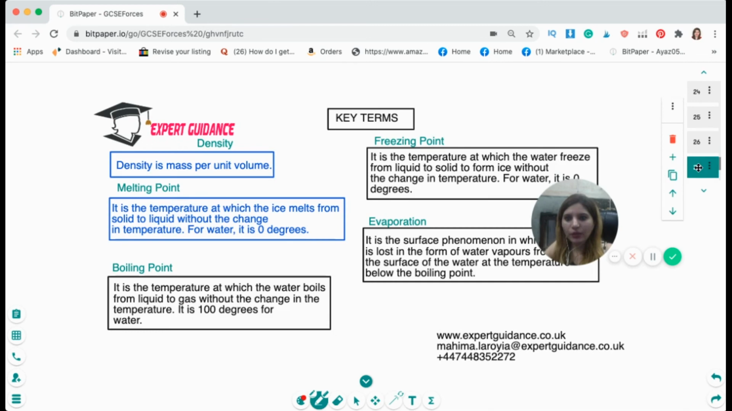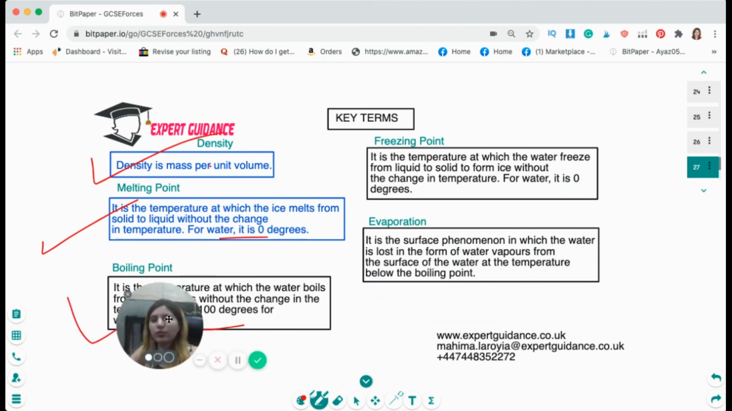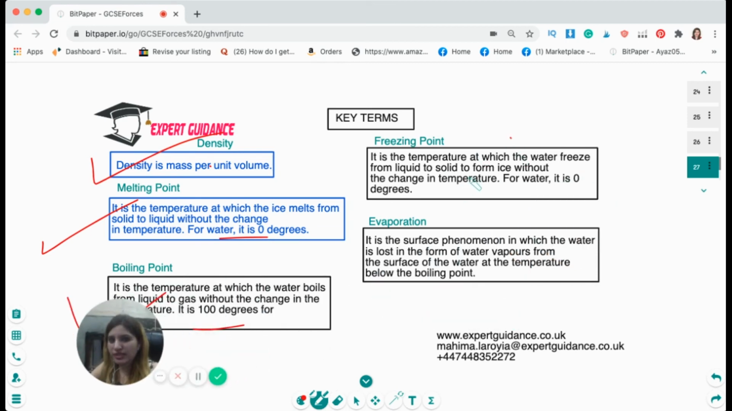Okay, so density is mass per unit volume. Melting point is the temperature at which the ice melts from solid to liquid without the change in temperature, and for water it is 0 degrees. Boiling point is the temperature at which the water boils from liquid to a gas without the change in temperature, and it is 100 degrees for water. Freezing point is the temperature at which the water freezes from liquid to solid to form ice without the change in temperature, and for water it is 0 degrees.